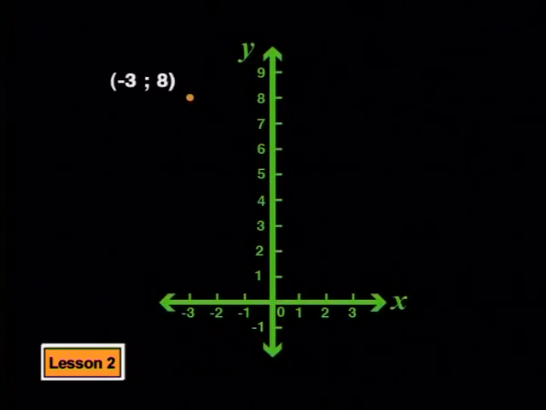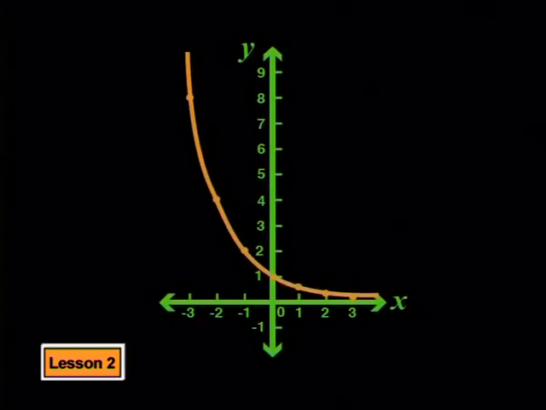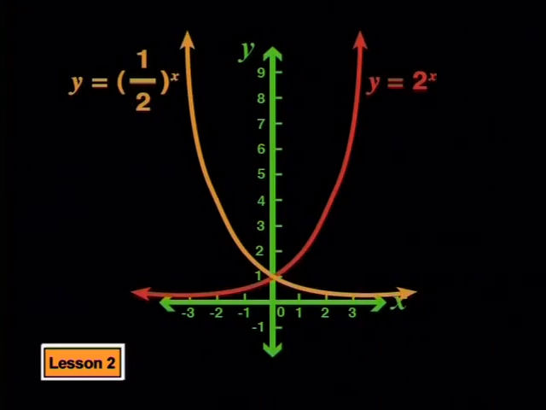Watch what happens as we plot the points. -3, 8. -2, 4. -1, 2. 0, 1. 1, a half. 2, a quarter. 3 and 8 is about here. We can join the points with a smooth curve, and we can put arrows onto the ends of the graph, here. It is the same as the graph for y equal to 2 to the power x.